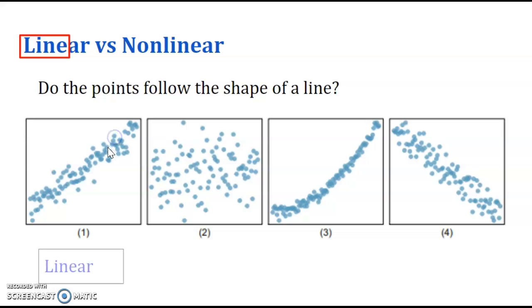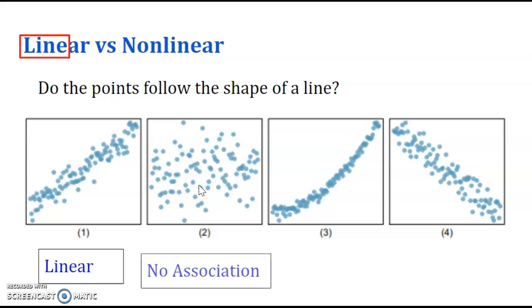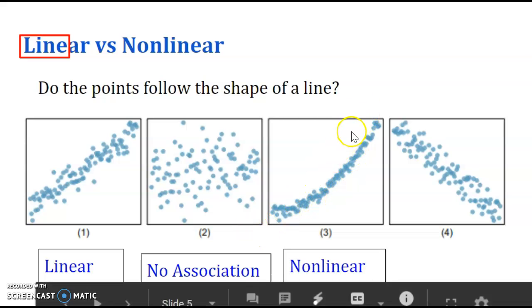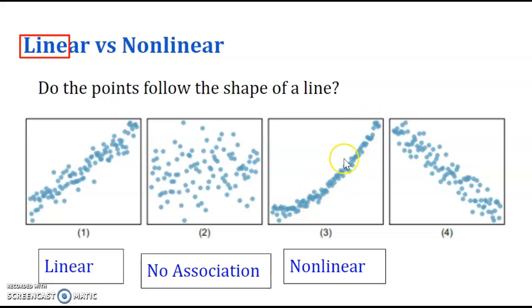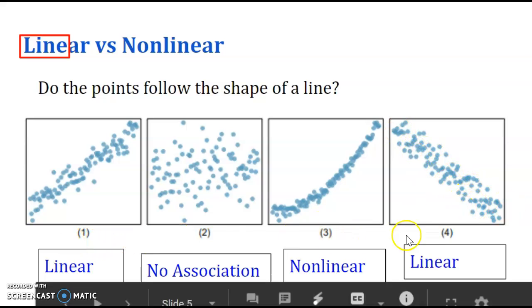Yes, the first one looks like a line. Does number 2 look like a line? No, it looks very random, so there's no association. What about 3? Does it look like a line? No, it actually looks curved. If I was to draw a trend, it looks curved, while number 4 looks like a straight line, so we will call that linear. So 1 and 4 are linear, 3 is non-linear, and number 2 is no association.